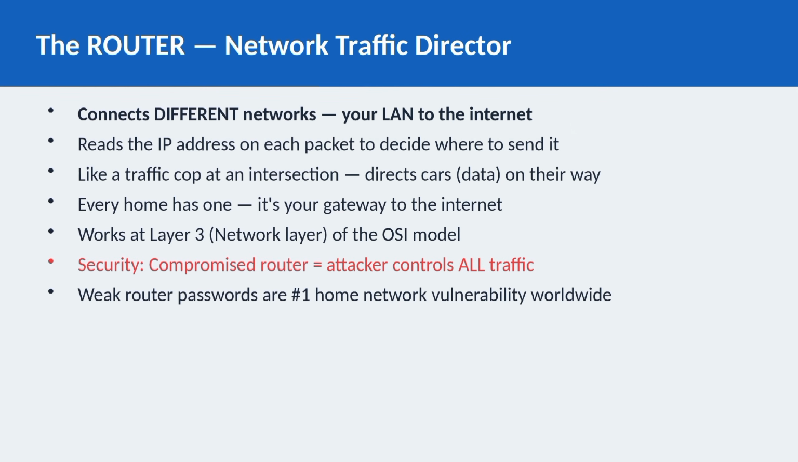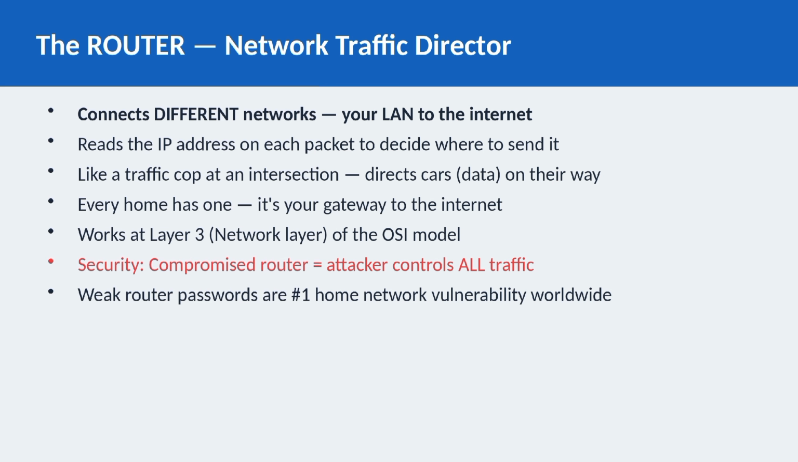The hardware. Router. A router is the device that connects different networks together and directs traffic between them. In your home, your router connects your home LAN to the internet, which is a WAN. Think of a router like a traffic cop at an intersection. Cars come from different directions, and the traffic cop decides which way each car should go. The router reads the IP address on each data packet and decides which direction to send it.